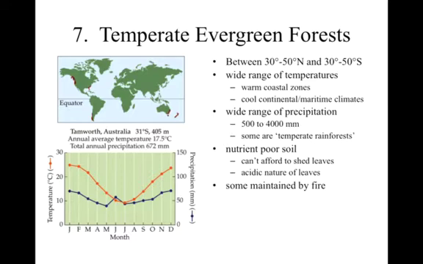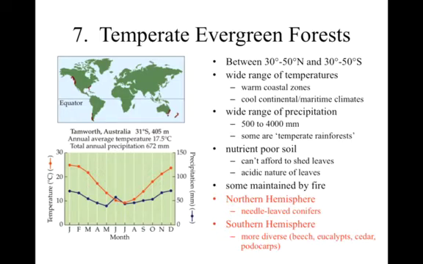Again, the difference between these forests and the deciduous forests is that the soil is very poor. And as a result, the plants that grow there, especially the big trees, can't afford to just drop their leaves when the going gets tough. And so they hold on to their leaves. They're evergreen. And they have these needle leaf kind of evergreens. Typically, the leaves tend to be acidic, and some of these areas are dominated by fire.